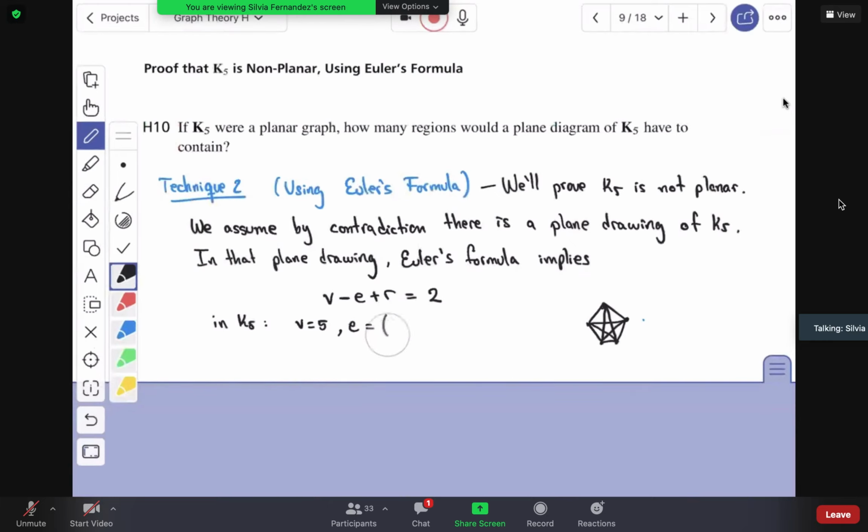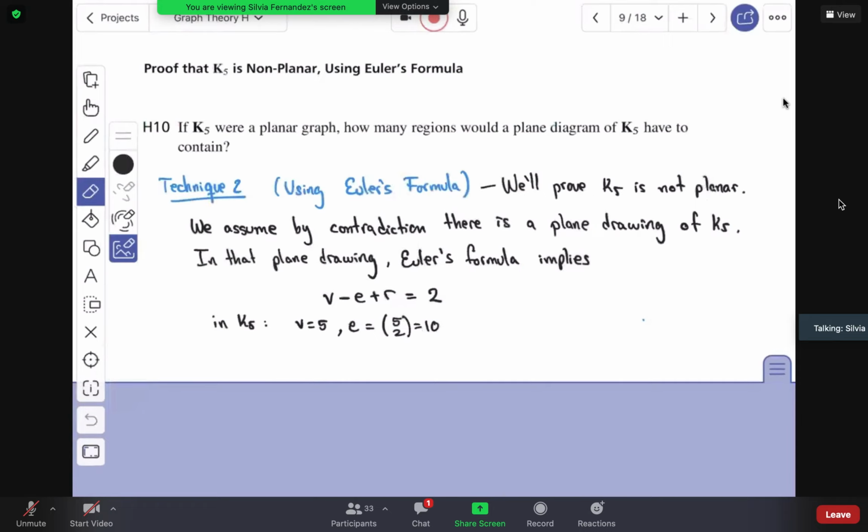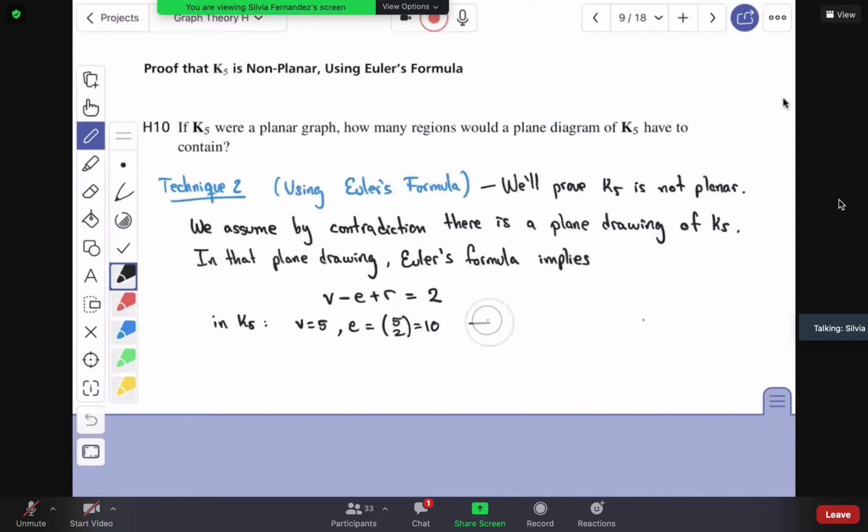Thank you, Noah. It's actually 5 choose 2, because any 2 vertices create an edge. So, again, I'll remove this one because it's not a plane drawing. There is no plane drawing, but we're assuming there is. So what do we have? This implies that the number of regions is 2 minus vertices plus edges, right? So this is 2 minus 5 plus 10. That's 7.